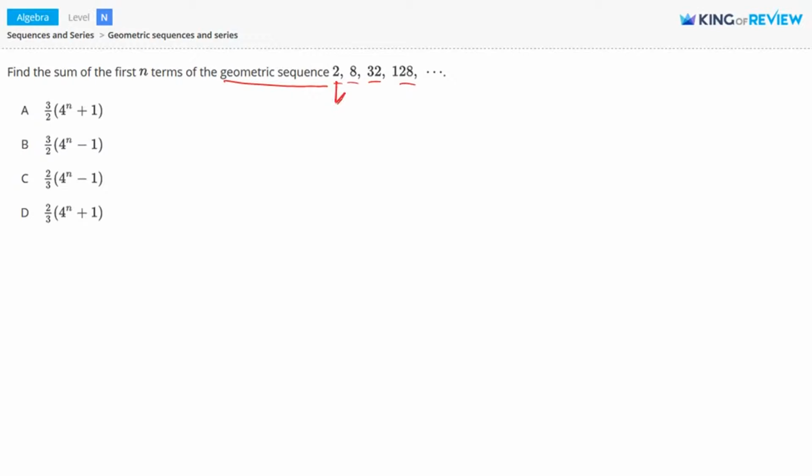The first term is called A1, the second term is called A2, and this naming pattern continues. The third term is A3, the fourth term is A4. And these numbers have a common ratio. This sequence has a common ratio.